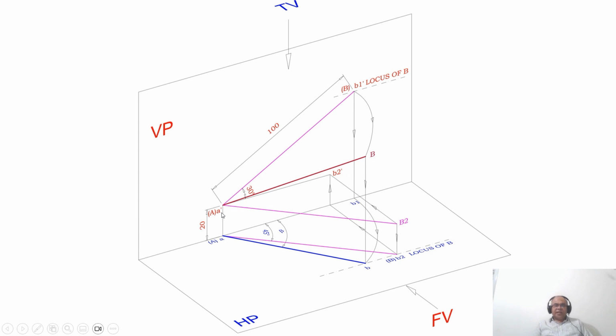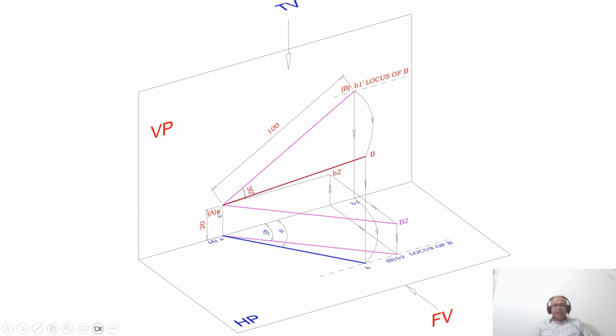How to do that? With A as center, take the radius of A B1 in space and rotate it such that B1 comes and touches the locus of B in the top view. So now this line joining AB is the top view line, that is capital A and capital B. This is the one we are talking about. So now you got the top view point which is on the locus of B, and join AB.